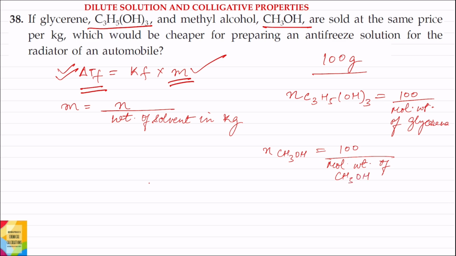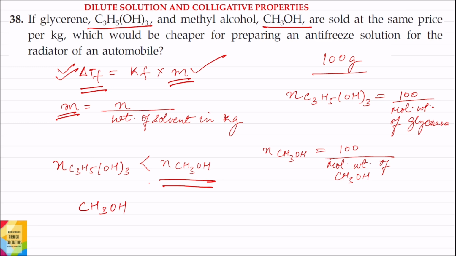Now since the molecular weight of glycerin is very high in comparison to molecular weight of methyl alcohol, number of moles of glycerin will be less than number of moles of methyl alcohol. Now number of moles of methyl alcohol is greater, so molality of methyl alcohol will also be greater than glycerin, and since the molality of methyl alcohol is greater than glycerin, the depression in freezing point produced due to methyl alcohol will be greater than the depression in freezing point produced by glycerin. Therefore, methyl alcohol will be cheaper for preparing an antifreeze solution.